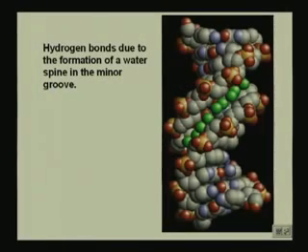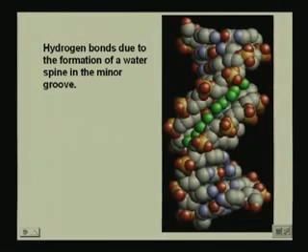Another feature that we can look at here is this part on the right. What groove is this? This is the major groove, and so this is the minor groove. Now, these are actually water molecules. Okay? So, there are other hydrogen bonding possibilities due to what is known as a water spine. Okay? The water spine that follows through the minor groove.